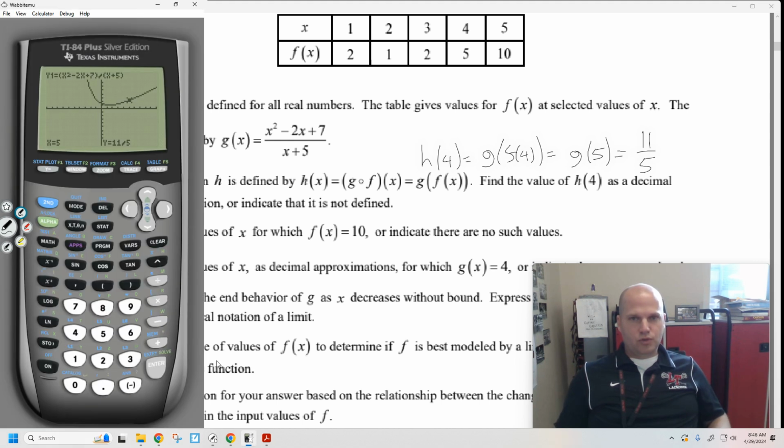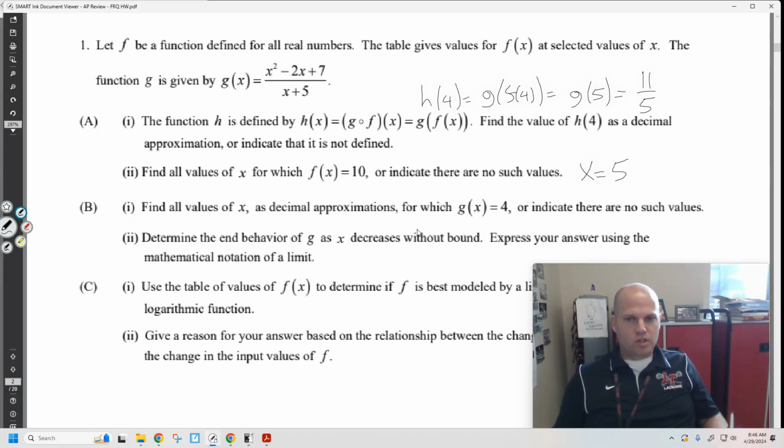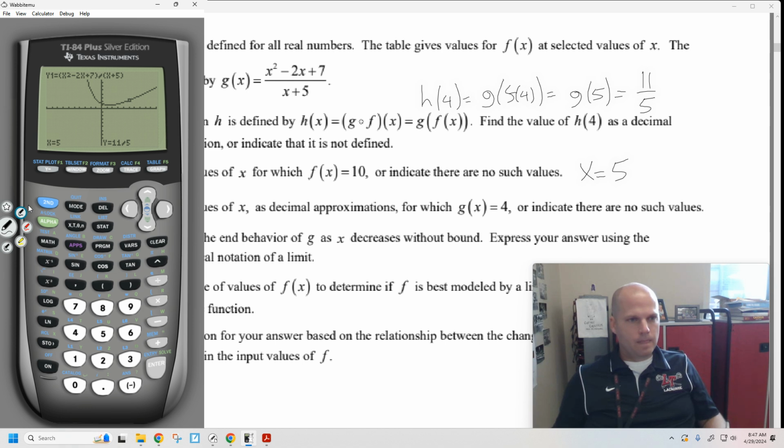When is f of x equal to 10? This is f of x. When does it equal 10? When x is 5. That's easy. When does g of x equal 4? We know the end behavior of this rational function should look like y equals x. I see kind of it on the right side. I don't see it on the other side. I want to see.